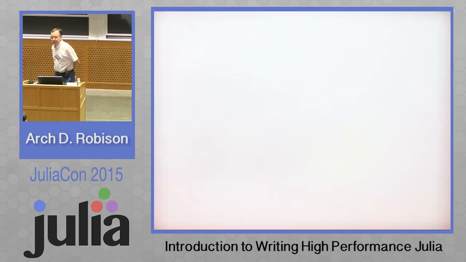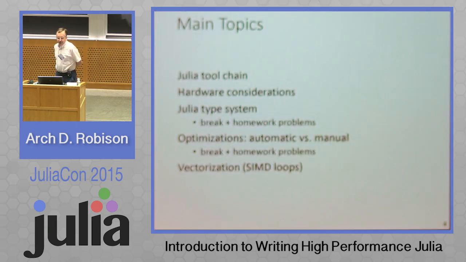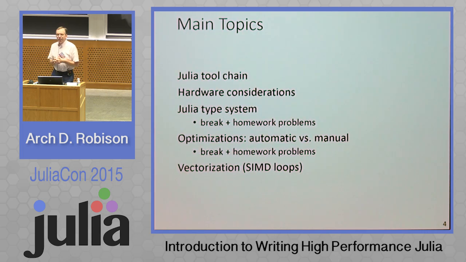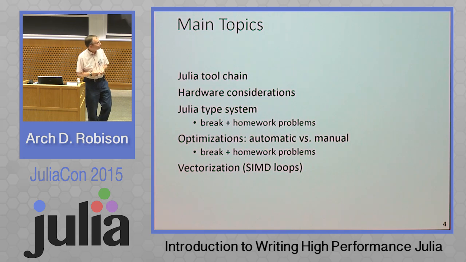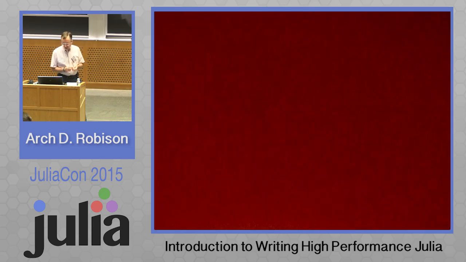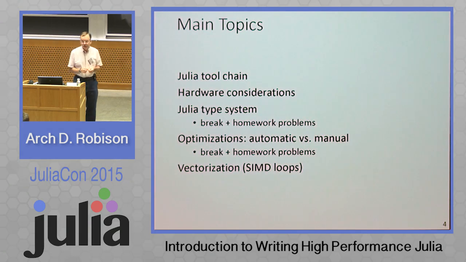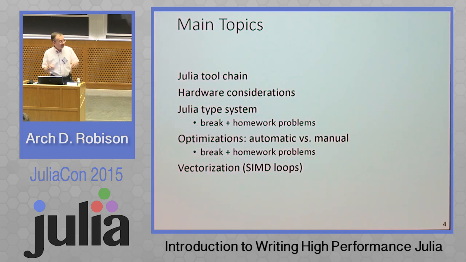Then I'll go into some of the optimizations, and particularly which optimizations you can rely upon the compiler to do, and which ones you have to do by hand, and sort of the middle ground, the ones where you have to give it a nudge. And there'll be another break, and time to do a few more homework problems. And finally, if there's time, I'll go into vectorization of SIMD loops. If I don't have time, I can just say that everything else I'm covering more or less leads up to that. And if you understand the rest, then the SIMD should be straightforward.